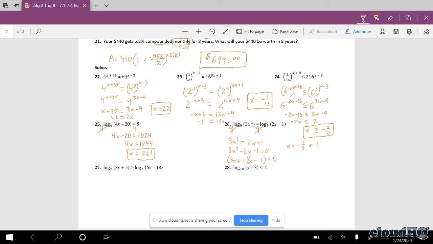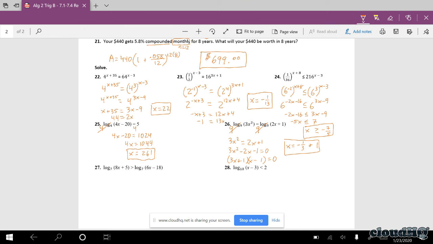When you plug in negative 1/3, square first. Negative 1/3 squared is positive 1/9 times 3 gives me positive 1/3. And when I plug it in on the right side, 2 times negative 1/3 is negative 2/3, plus 1 is also 1/3. So it does work. It doesn't give me a negative log. When I plug in 1, squared is 1 times 3 is 3. On the right side, 2 times 1 is 2, plus 1 is 3. Also gives me a positive log. Both of them match. So both of those answers work.